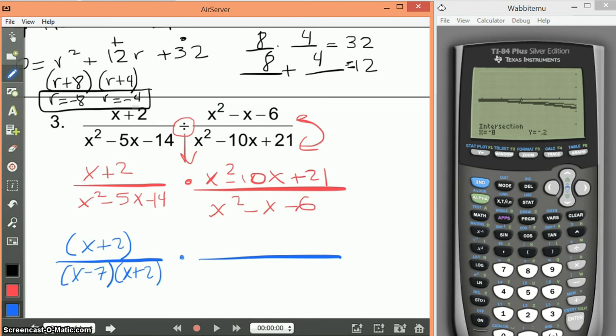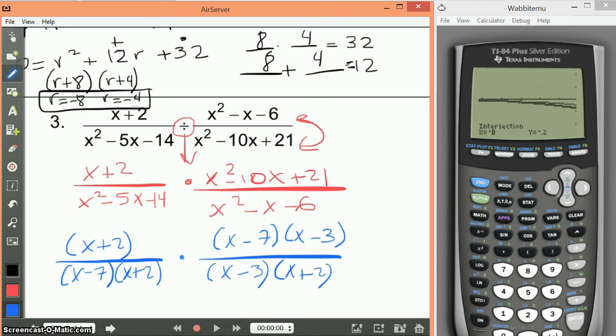Now, remember you do that every time you have a trinomial. 21 and -10. 7 and 3, but -7 and -3 because you need a -10. That's a factoring, but it's okay, you got this. Something that multiply to get you -6 and -1. -3 and 2.